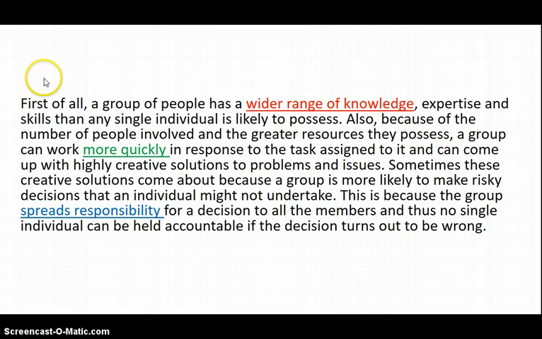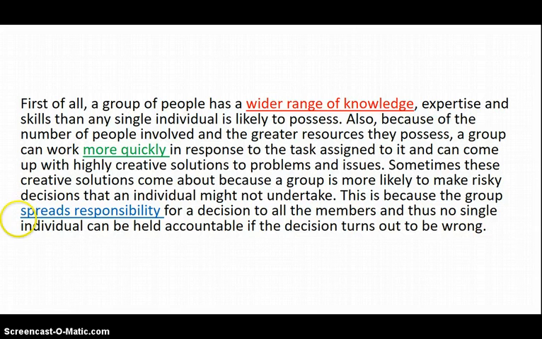First of all, a group of people has a wider range of knowledge, expertise and skills than any single individual is likely to possess. Also, because of the number of people involved and the greater resources they possess, a group can work more quickly in response to the task assigned to it and can come up with highly creative solutions to problems and issues. Sometimes these creative solutions can come about because a group is more likely to make risky decisions that an individual might not undertake.